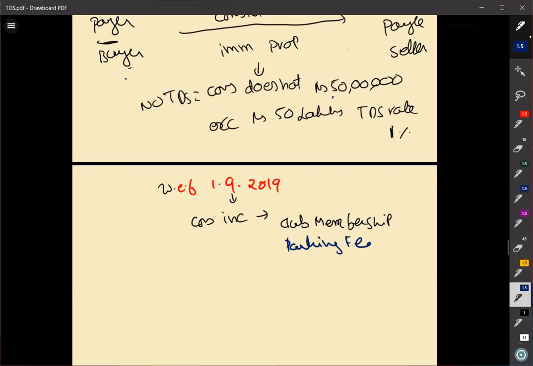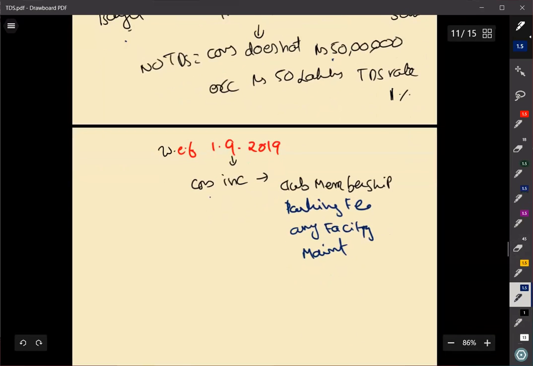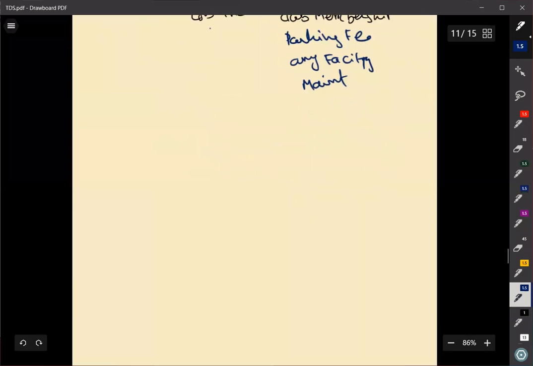Apart from that, any fees for any facility, say a few townships have a gym or a yoga center in the township itself. If you are paying any amount for any facility or even maintenance, all these things will form part of the consideration. That's the addition the Finance Act 2019 has brought to section 194IA. That's it. Now let us move on to 194IB. Let us see what is 194IB.